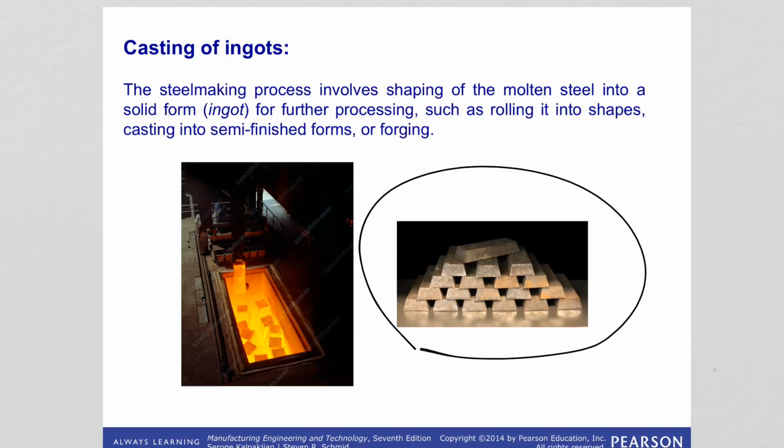So how do we obtain the ingots? The molten metal is poured from the ladle into ingot molds, and then it solidifies. The cooled ingots are stripped from the molds and then lowered into soaking pits. As you can see here, they are lowered into soaking pits. Let me write it down.